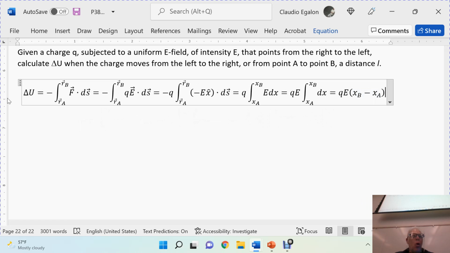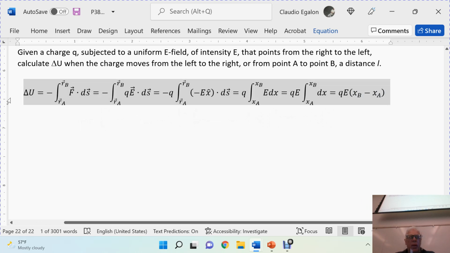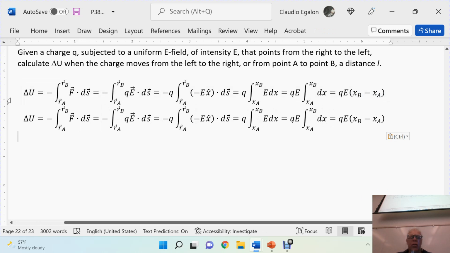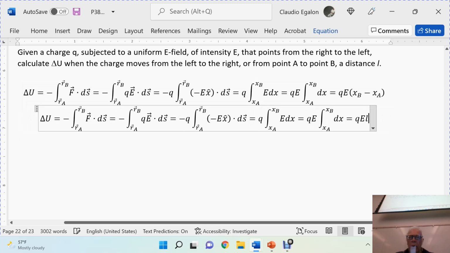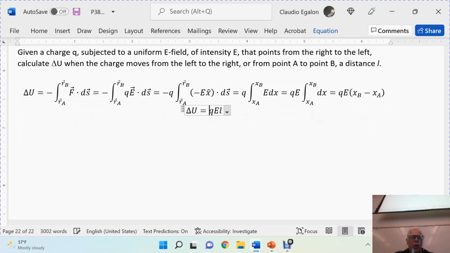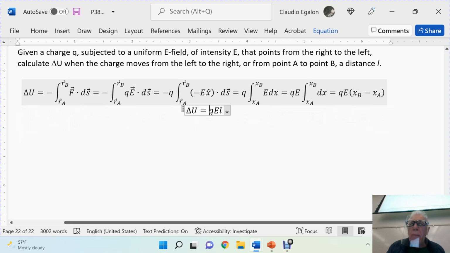What is known is the distance between those 2 points. xb is greater than xa, so there is no negative sign there, right? So I'm going to put it L. That's the electric potential energy difference of a charge Q subjected to a uniform electric field.